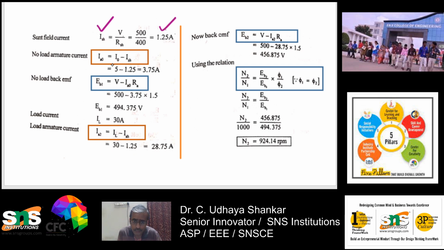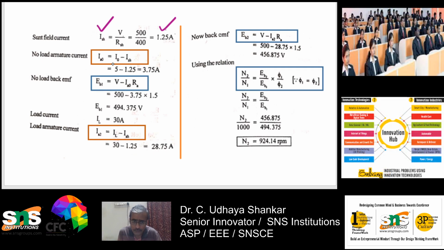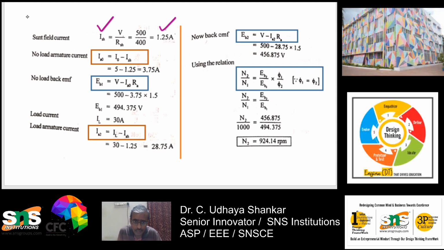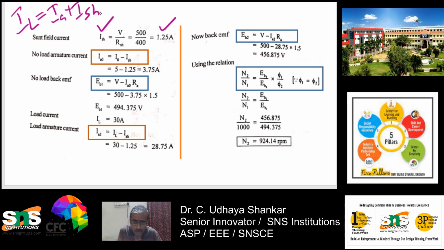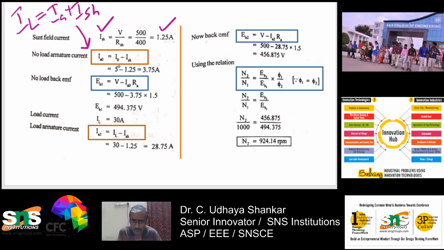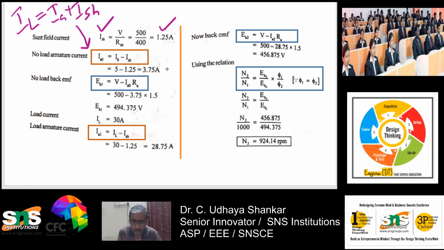After finding it, this is the basic formula for the load current. This is the no load current, so I have taken it as I naught or IL naught. Since you know that the load current is equal to IA plus ISH, from this we can derive it. I want to find IA, so IA will be equal to IL minus ISH. IL here is I naught because it is the no load current. The no load current is given as 5 amps and 1.25 amps is the shunt field current which we have found out. So, finally, we have calculated the no load armature current as 3.75 amps.